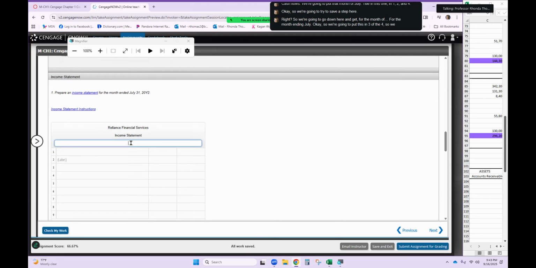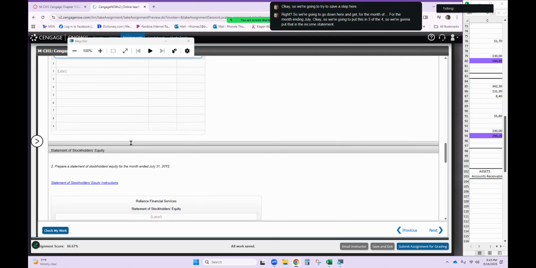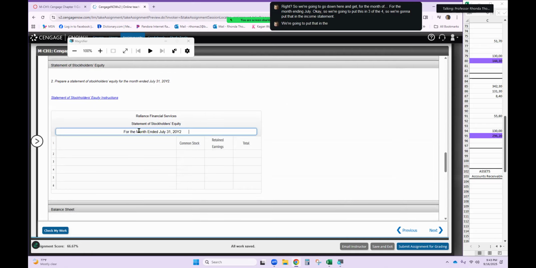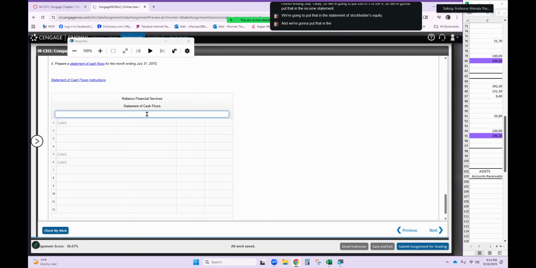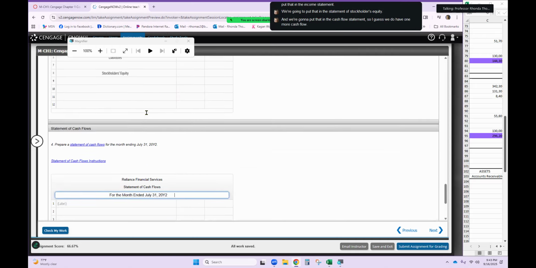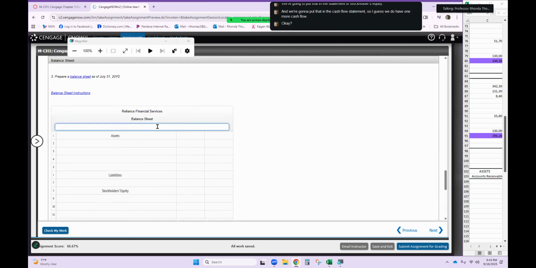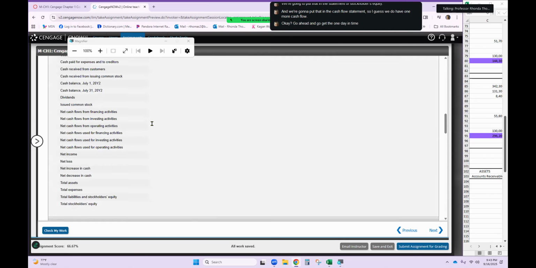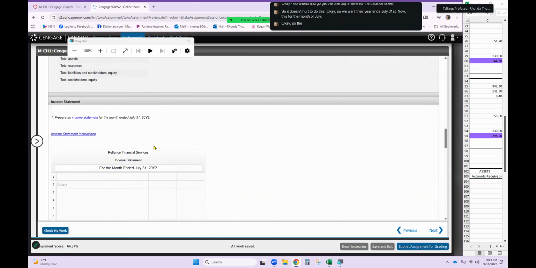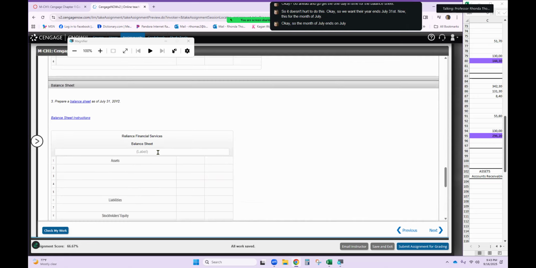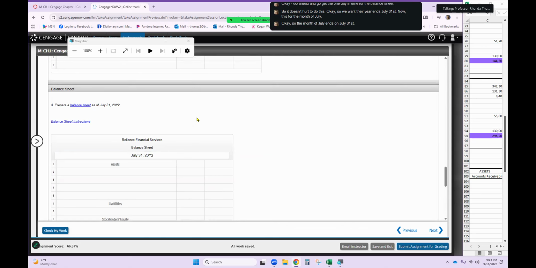So we're going to put that in the income statement. We're going to put that in the statement of stockholders' equity. And we're going to put that in the cash flow statement. So I guess we do have one more cash flow. Okay, go ahead and go get the 1 day in time for the balance sheet. So it doesn't hurt to do this. Okay, so we want their year ends July 31st. No, this is for the month of July. Okay, so the month of July ends on July 31st. Okay, there we have it.